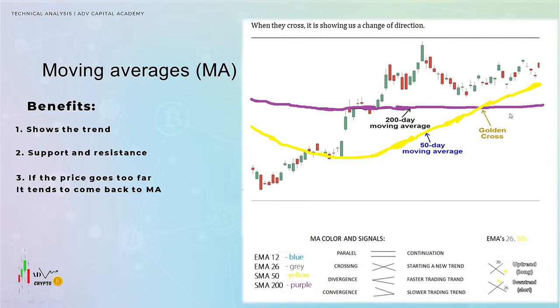For example, if a smaller moving average crosses above the bigger moving average, here we have 50 and 200, this is showing the beginning of an uptrend. If the 50 moving average goes below the 200 moving average, this is showing us the sign of a downtrend. Every time, a smaller moving average crossing above the bigger one is showing a change in trend. If the smaller moving average is going below the bigger, then it is showing us a downtrend. If we have a divergence, this means that we have a faster trading trend; convergence, a slower trading trend.